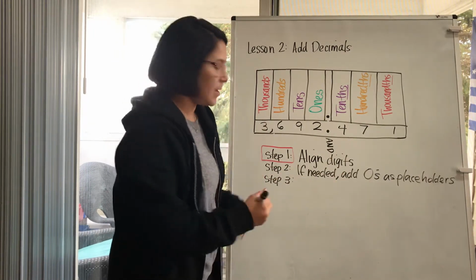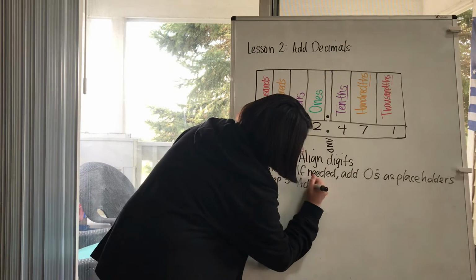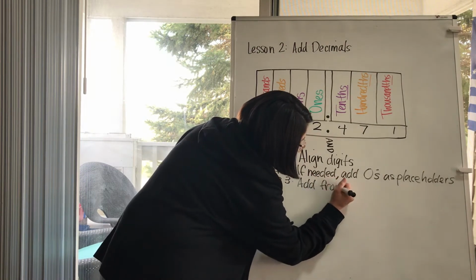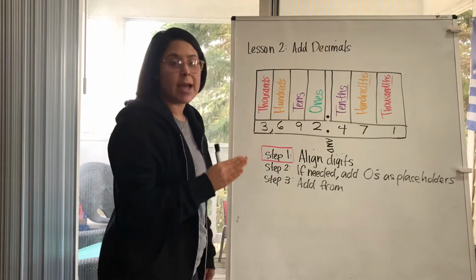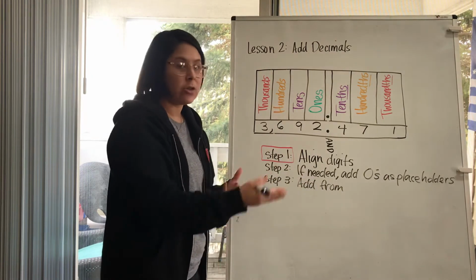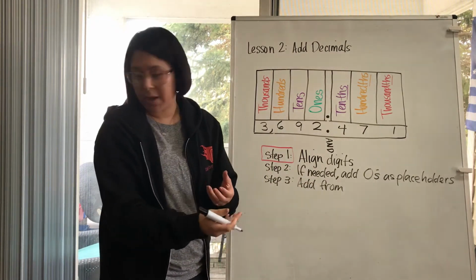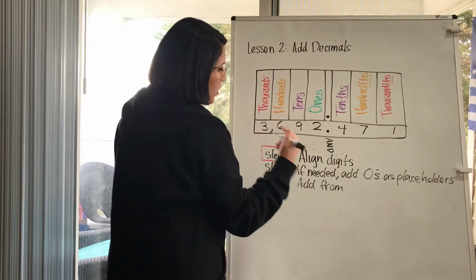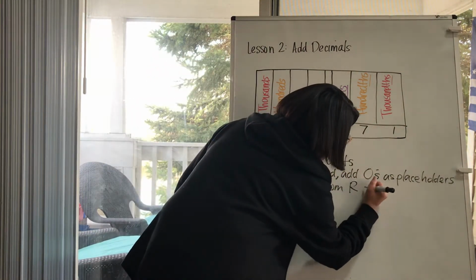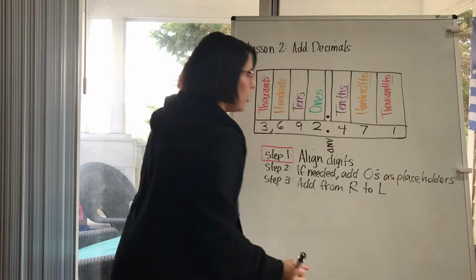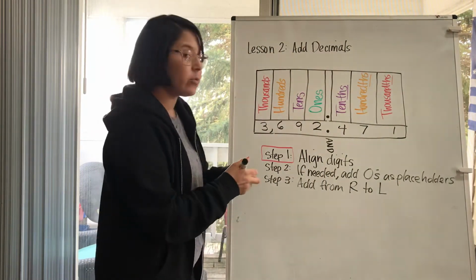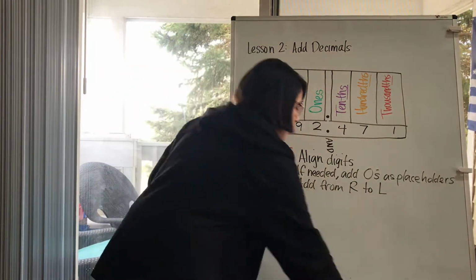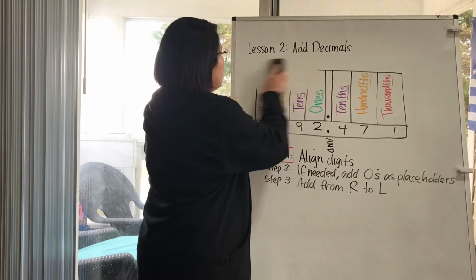And then step 3, go ahead and add from right to left. Same thing as how you do regular adding. You always add from right and then you go this way to left. So I'm going to put R to L, from right to left. Okay, and then we're going to do a few examples. I'm going to erase up here.